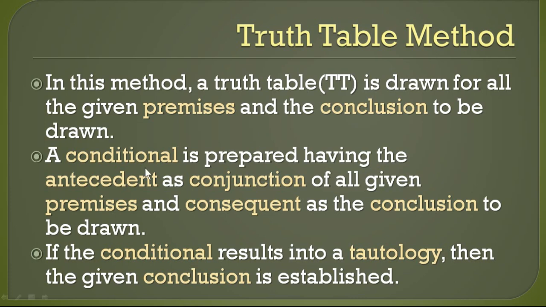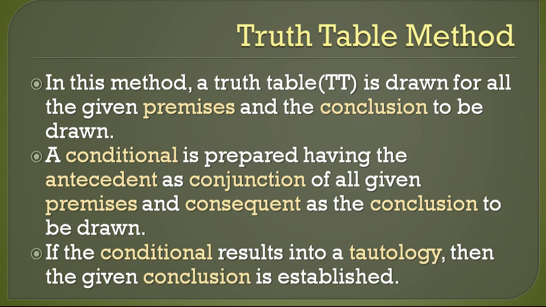A conditional is prepared having the antecedent as conjunction of all the given premises and consequent as the conclusion to be drawn. So you can see here antecedent and consequent are nothing but two different variables, say the first column P is the antecedent and the second column Q is the consequent. Here you can see antecedent as conjunction of all the given premises. So it may not be one, it may be more than that, according to the question. It may be two terms, so you are going to use the conjunction. Conjunction is nothing but a dot operation, the AND operation. So the premises will be multiplied, that is, combined using the AND operation.